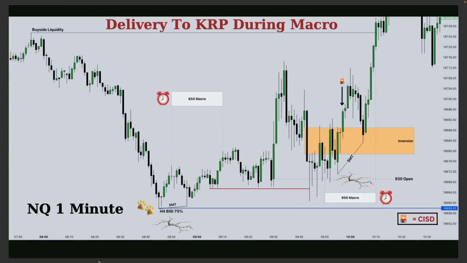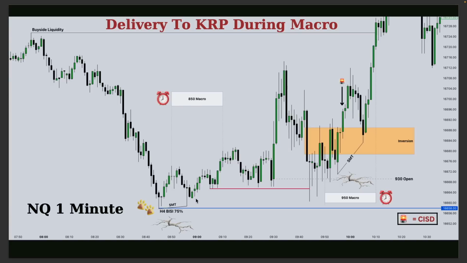But now we're looking at the same chart, and we see that we had a delivery to a key reference point during this macro. So again, you can see that we actually delivered to it a couple minutes before. This is still fine if we deliver to it and then get the SMT, fail to purge it, right? This is still permissible. But we're seeing time aligned with price. NASDAQ is working one of those key reference points. In this case, it's the 75% level of a 4-hour fair value gap. So it's coming down, tapping it, and then running away real quick.